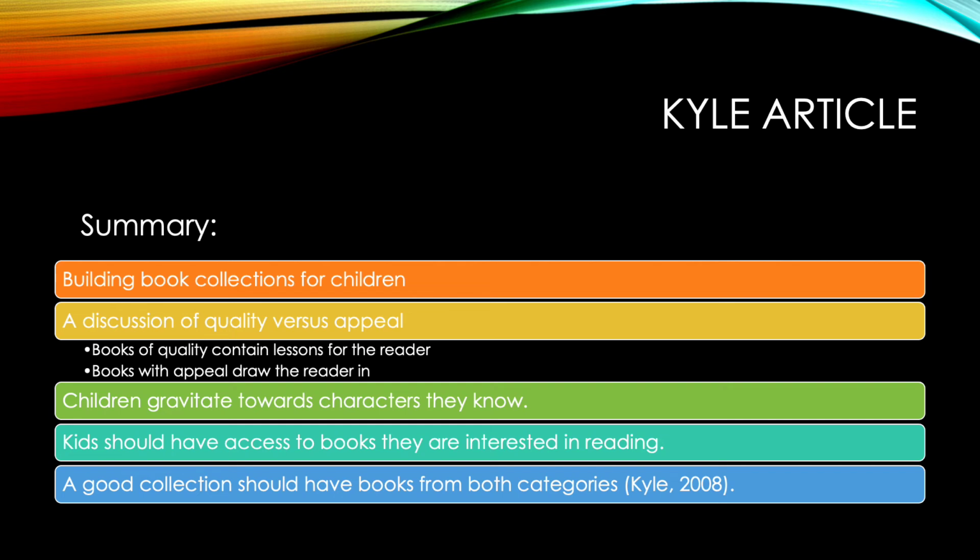Quality books contain lessons for the reader, and books with appeal draw the reader in. Children naturally gravitate towards characters they know, and they should have access to books they're interested in. A good collection should have both quality and appealing books to engage readers.